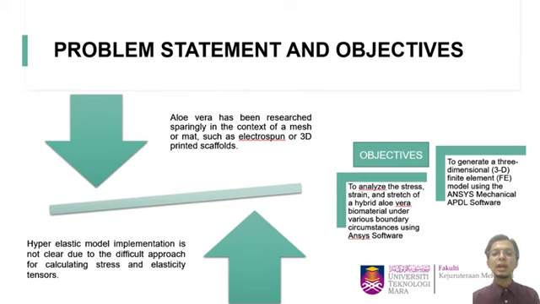elements. Next, the second objective is to analyze the stress and strain of hybrid biomaterial, which is aloe vera, under various boundary circumstances using ANSYS software. The second objective is to simulate the reaction of hybrid biomaterial based on aloe vera skin with varying parameters and boundary conditions using the Ogden and Mooney-Rivlin models.